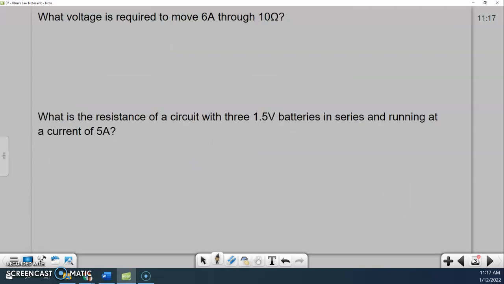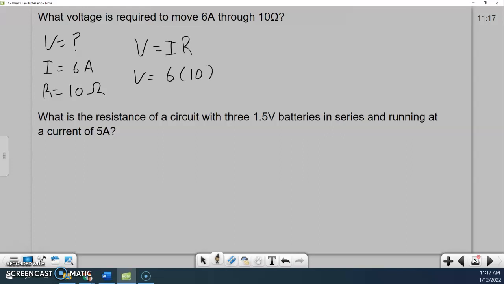So, what voltage is required to move 6 amps, current is 6, through 10 ohms of resistance? Whenever you see ohms, it goes with resistance. Whenever you see amps, it goes with current. So my formula, Ohm's law, V equals IR. I don't know V. I know I is 6. I know R is 10. Well, this is an easy one. I don't have to rearrange anything. 6 times 10. I would need 60 volts.